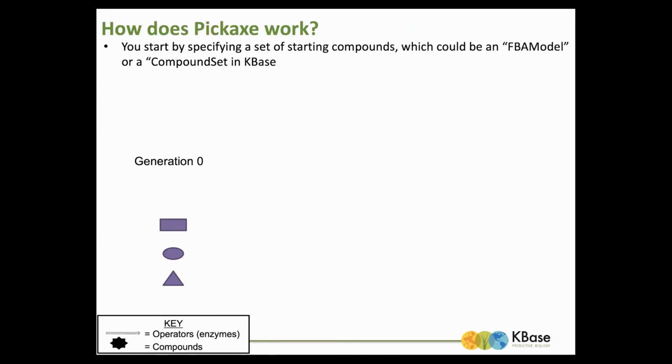So how does Pickaxe work? You start by specifying your starting compounds, which can be an entire model, so it'll use every compound in the model in that case, or a compound set, which you can import from a TSV in KBase. And so it could be one compound in a compound set, or multiple compounds. And you specify rule sets you're interested in, and I'll show you what the UI looks like in a minute.